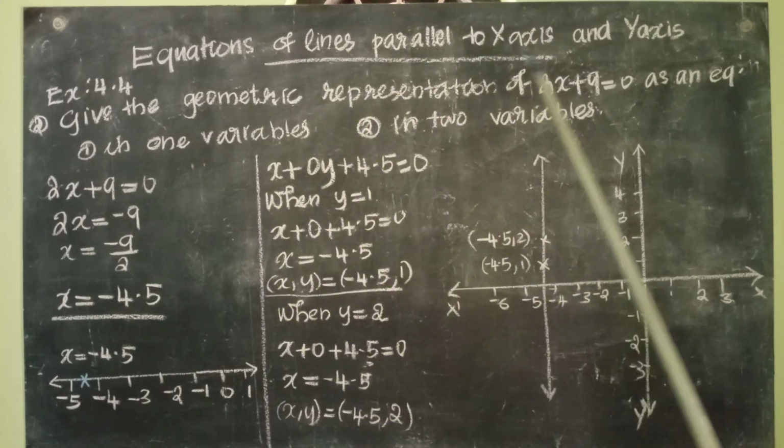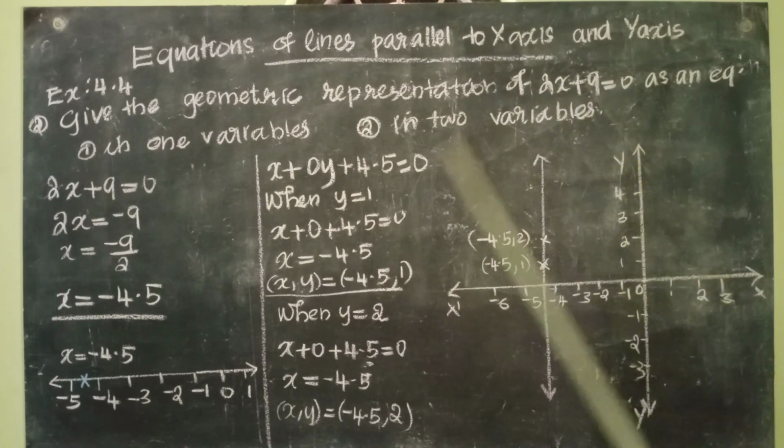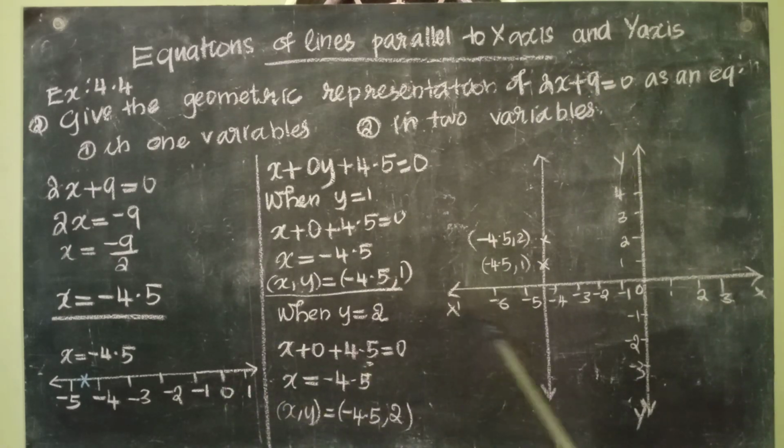This is the graph of 2x plus 9 equals 0 in one variable, and this is the graph of 2x plus 9 equals 0 in two variables. First one is on the number line, second one is on the Cartesian plane.